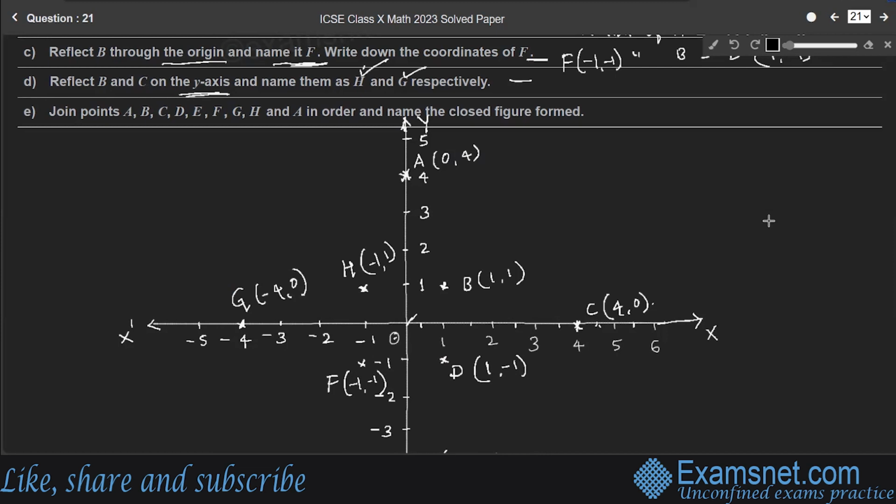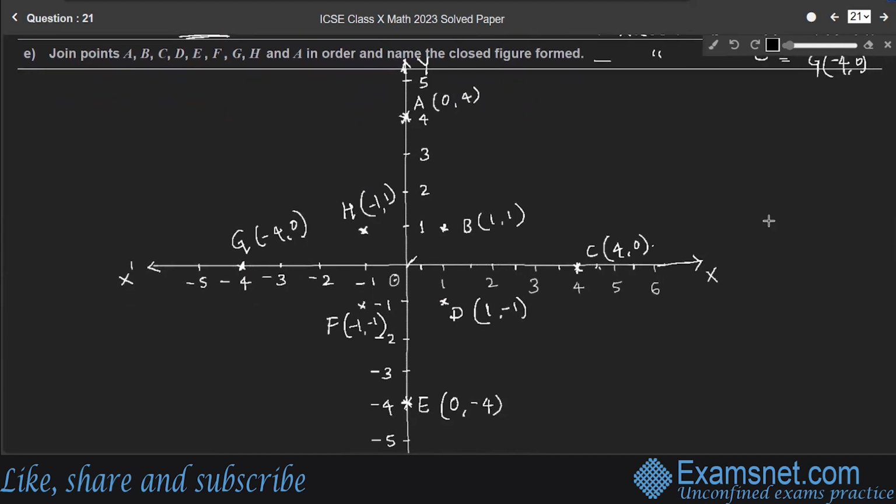Right? So reflection of B is nothing but H, whose coordinates are -1 and 1. And reflection of C is equal to G, whose coordinates are -4 and 0. Right? And the last question is, join points A, B, C, D, E, F, G, H and A in order and name the closed figure formed.